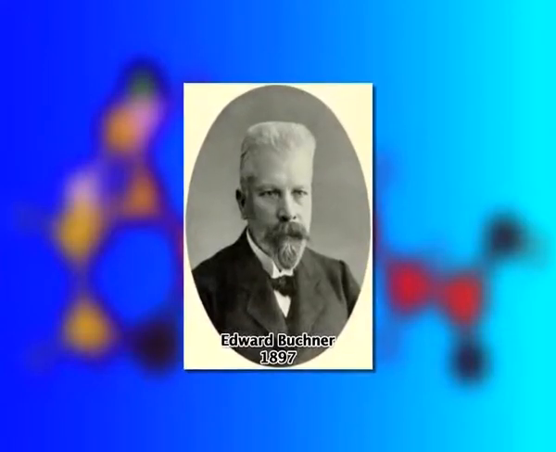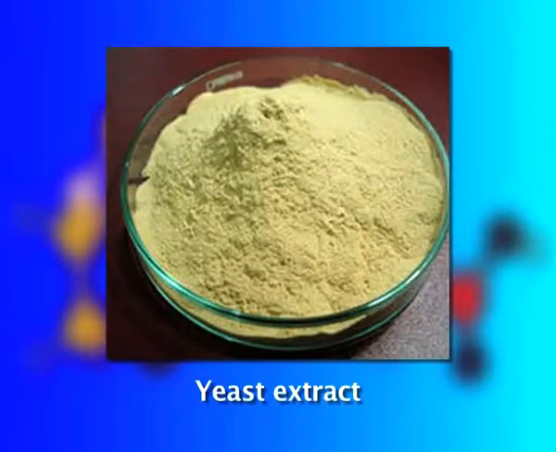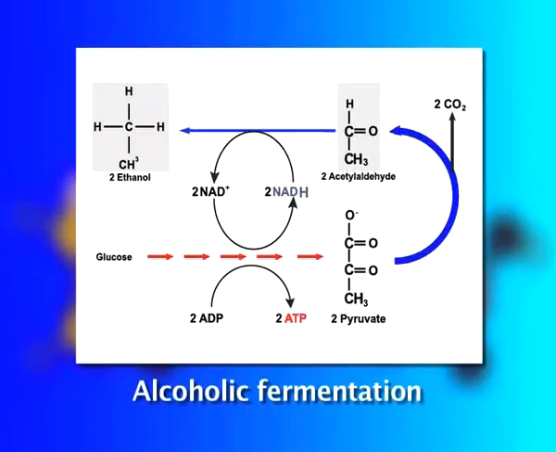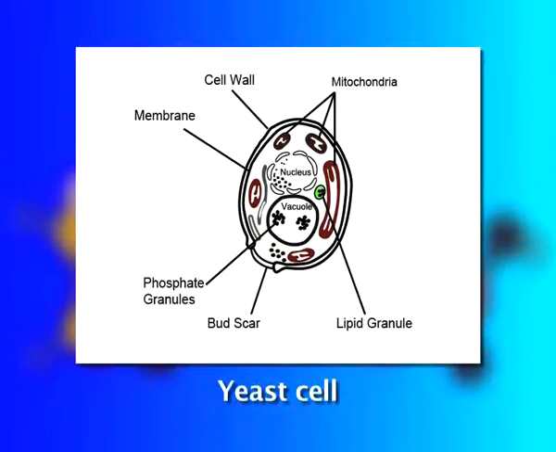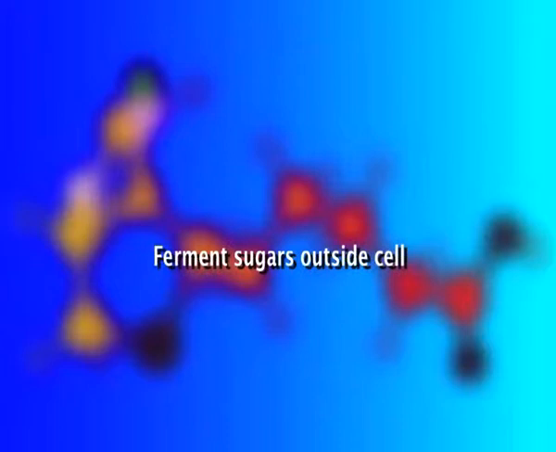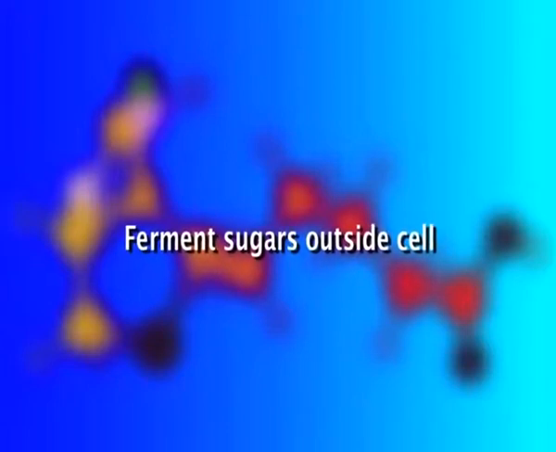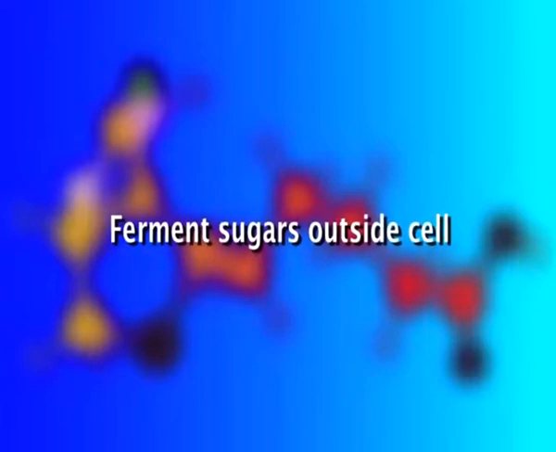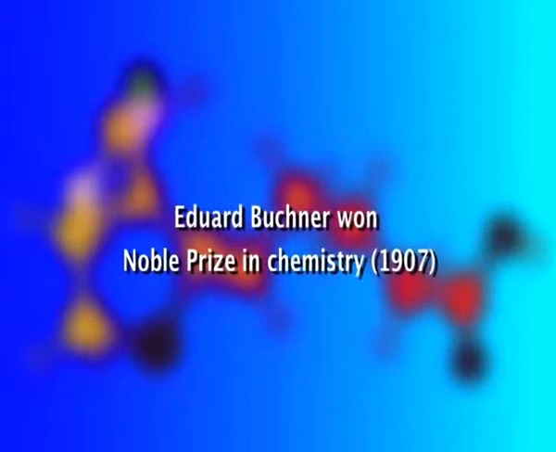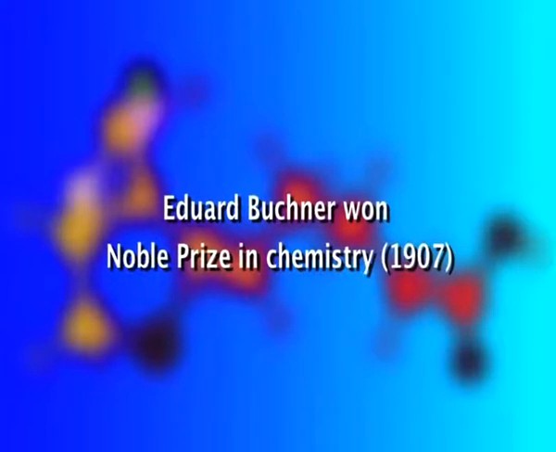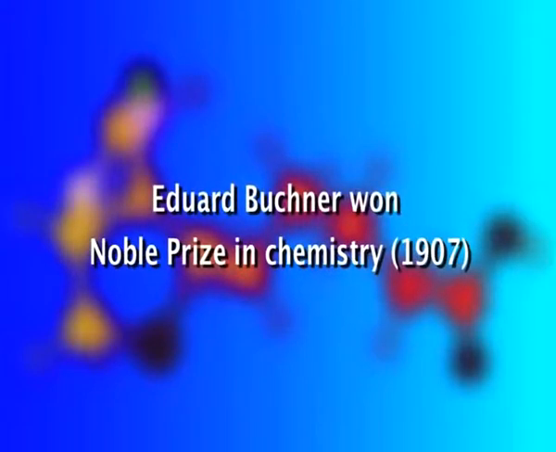Edward Buchner in 1897 showed that a yeast extract completely lacking cells could just as well stimulate alcoholic fermentation. He hypothesized that yeast cells ferment sugars not inside the cell but by secreting proteins into their environment, which is the actual mechanism. He was awarded the Nobel Prize in Chemistry in 1907 for this valuable work.